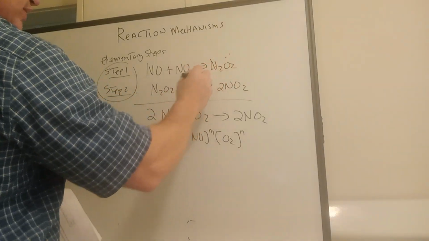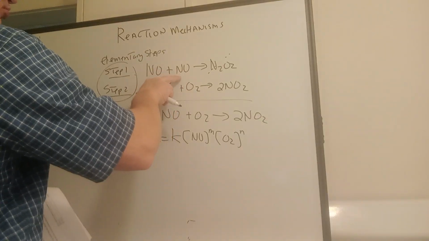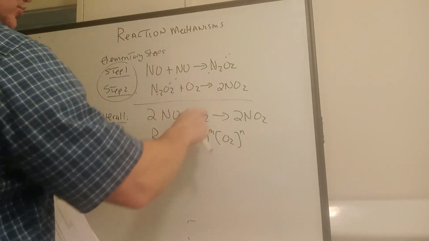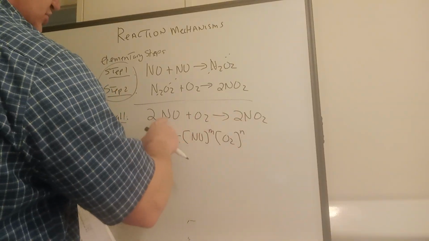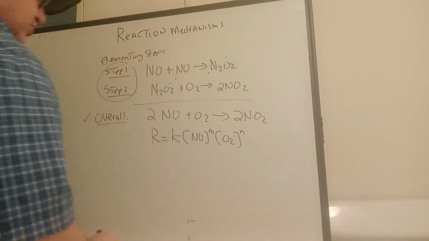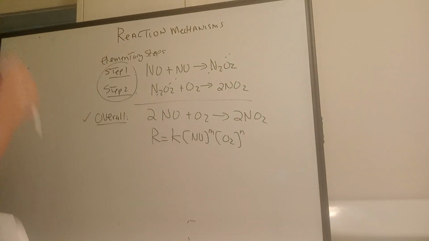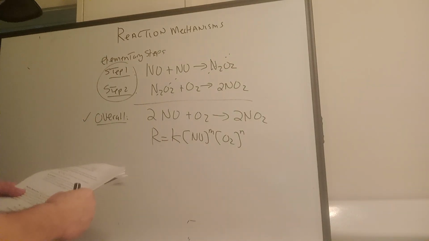I'll just put a little light line through it. These two cancel, giving you 2 NOs on this side, 1 O2, and then 2 NO2s. And this is balanced, 2 nitrogens, 4 oxygens, 4 oxygens. So this mechanism looks reasonable from what I can see of it so far.